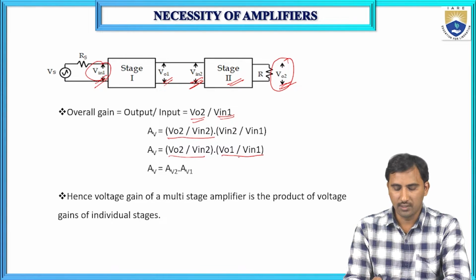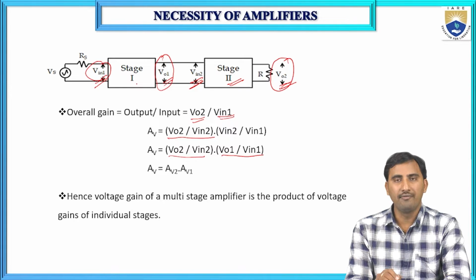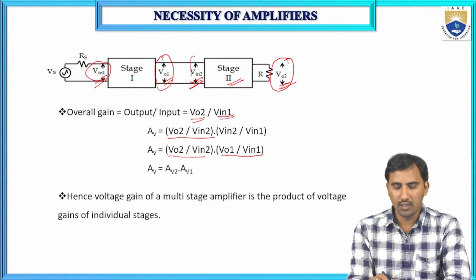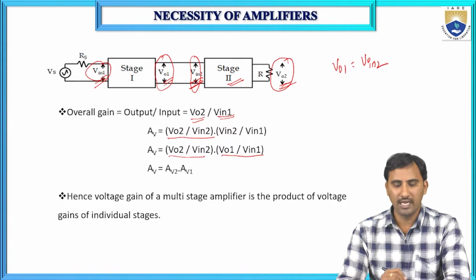Okay, so this is it. Here V01 is equal to V in 2, because the output voltage of stage 1 we are giving to the input of the second stage. So V01 is equal to V in 2, because the same voltage only we are applying to the input of the second stage.